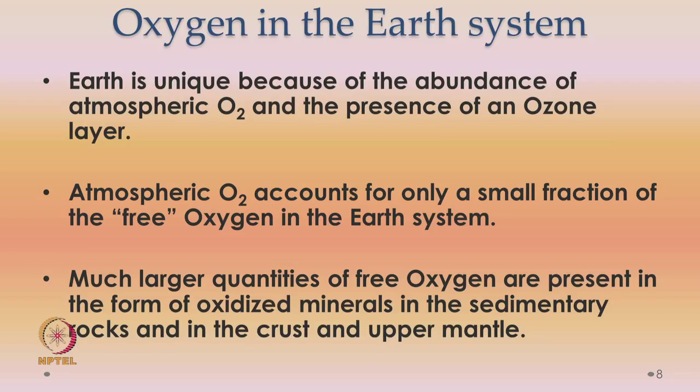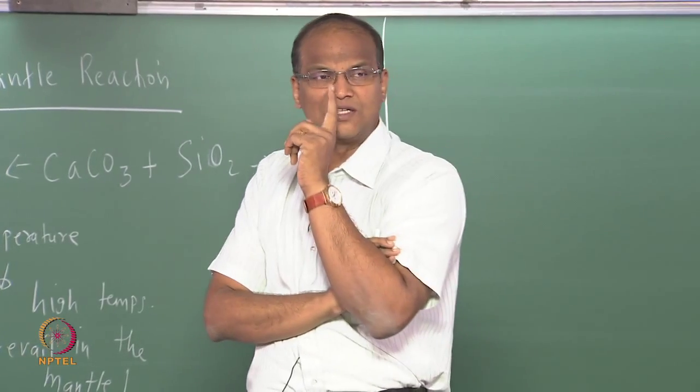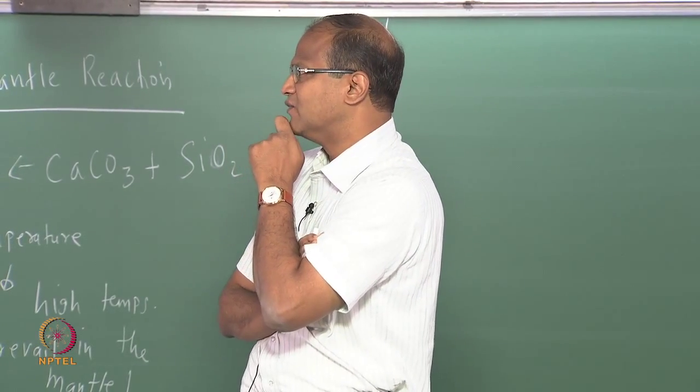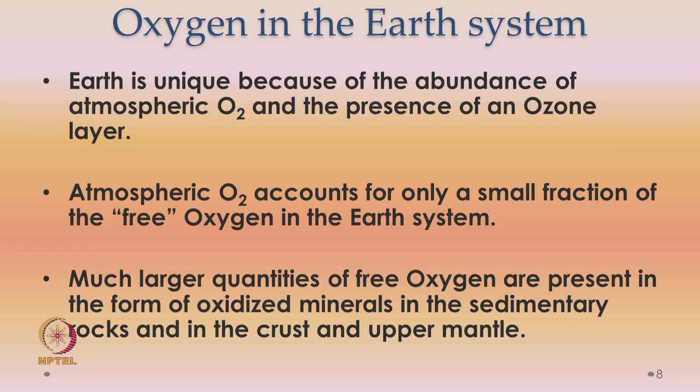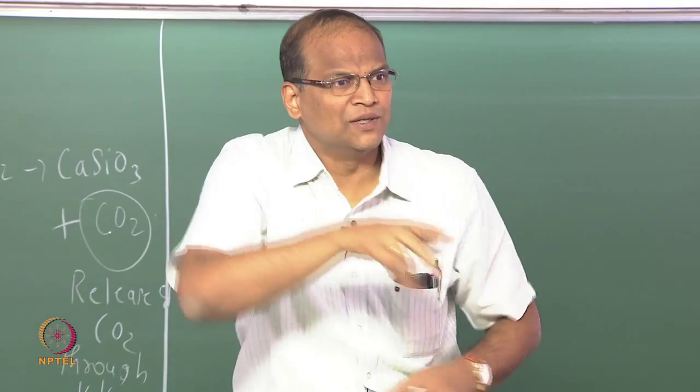Much larger quantities of free oxygen are present in the form of oxidized minerals, largely Fe2O3, Fe3O4 and so on, okay, oxides of iron. So much larger quantities of free oxygen are present in the form of oxidized minerals in the sedimentary rocks. Where are these sedimentary rocks? In the sedimentary rocks as well as in the earth's crust and in the mantle, you get a lot of this oxygen present in the form of oxidized minerals, okay. That means oxygen is hiding in all these minerals.